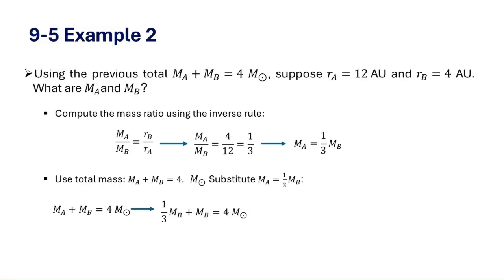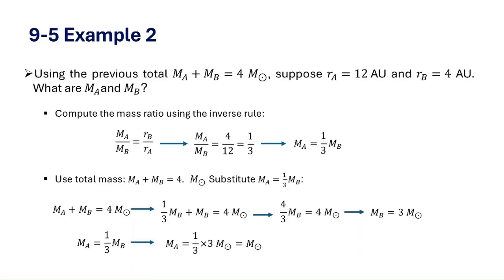So by substituting and solving, we get 4/3 times Mb equals 4 solar masses. So from here we get Mb equals 3 solar masses. And then we can solve for Ma. So Ma would be 1 solar mass. So the answer is Ma is 1 solar mass and Mb is 3 solar masses.